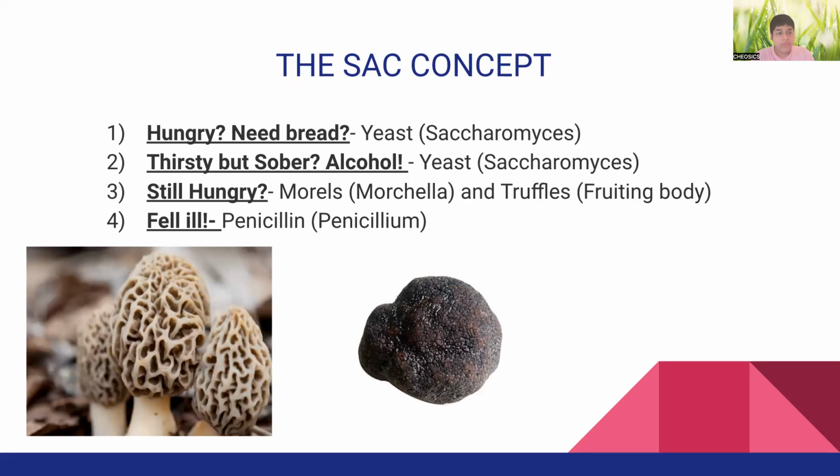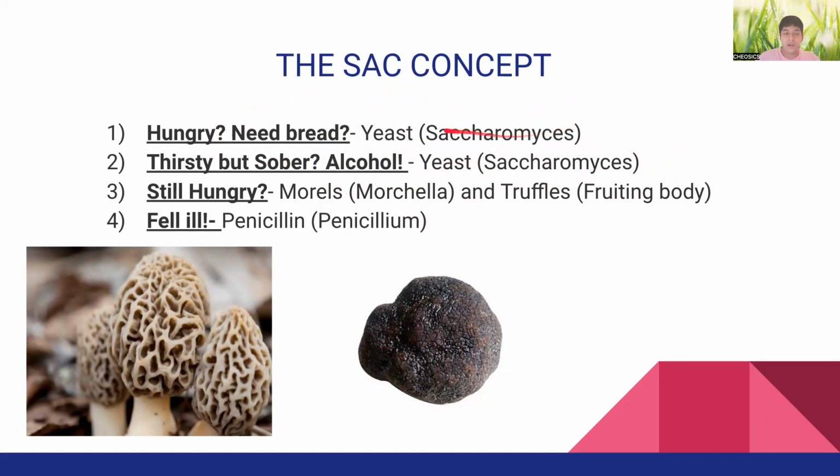So obviously, we get hungry fast. We need bread. So instead of taking bread only, we can take yeast. We can create yeast there. Yeast will create bread for us. So yeast is the first example of Ascomycetes, Saccharomyces. You're thirsty, but the forest is too much to handle. You're sober right now. Yeast will give you alcohol also. Yeast is pretty kind. It created alcohol for you.